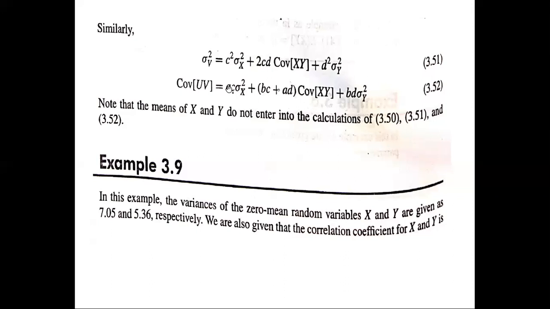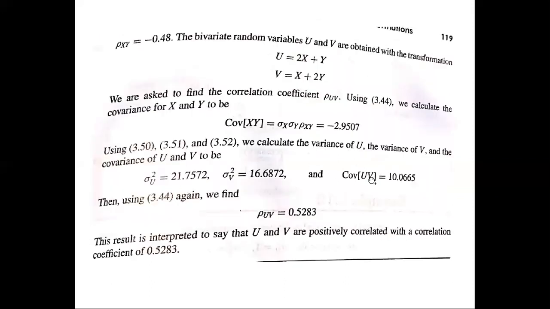Similarly, the covariance of u and v can be found from the relationship given here as 3.52, by substituting the a value, c value, sigma x squared value, b value, c value, a value, d value, and then the value of the covariance xy which you have calculated as minus 2.95. Then the values of b and d can be substituted and sigma y squared can be written over here. Okay, so thus we can find the value of the covariance of uv to be 10.0665.